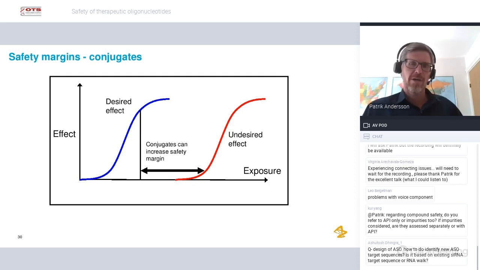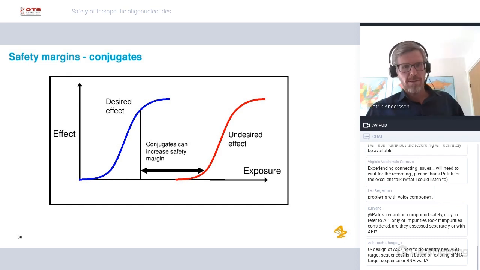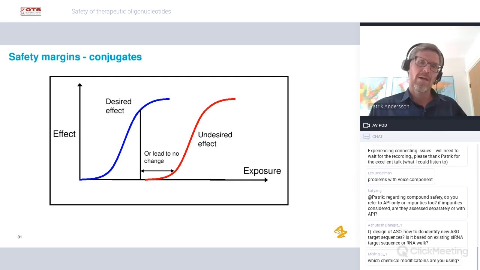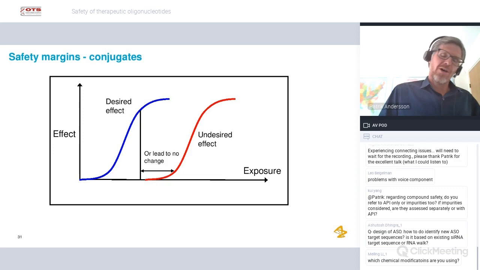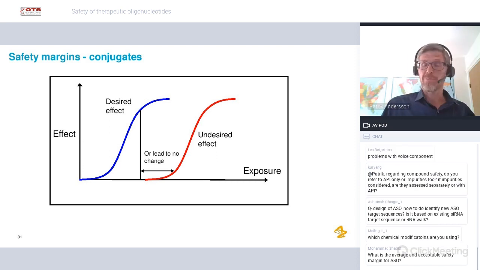And this is great, because if you have a safety finding that is, for example, driven by the plasma exposure, and you give tenfold less of the oligo, so the exposure is tenfold lower while you still get the pharmacology in the liver, then of course your safety margin is going to be tenfold better. However, if the safety finding is actually driven by exposure in your target organ, if the safety comes from the hepatocyte, for example, then even though you would give a lower dose, the exposure in the hepatocyte giving a certain pharmacology will probably still be the same. So you wouldn't gain much.